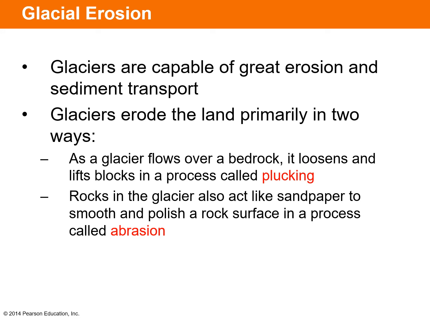Alright, so we've talked about how glaciers move and grow and shrink. But at the beginning of the lecture, I talked about how glaciers are involved in both the hydrologic cycle and the rock cycle. So let's talk about how they're involved in the rock cycle. Well, it's because they're capable of great erosion and sediment transport. And glaciers erode the land primarily in one of two ways. The first way is called plucking. So as a glacier flows over bedrock, it loosens and lifts blocks of rock in a process called plucking.